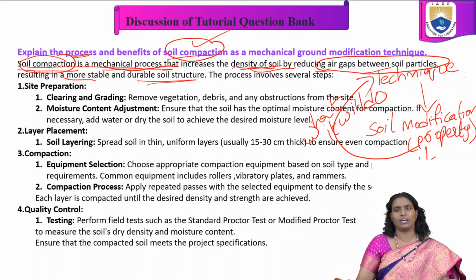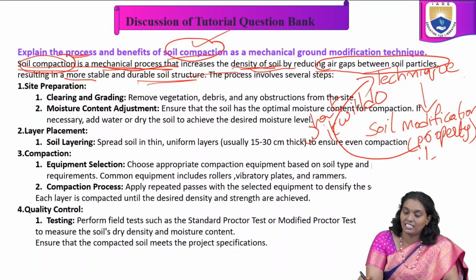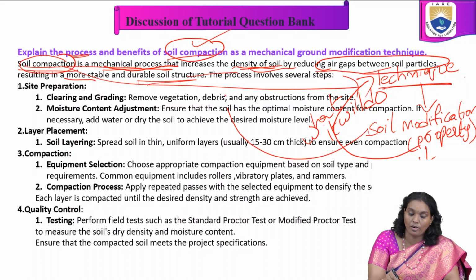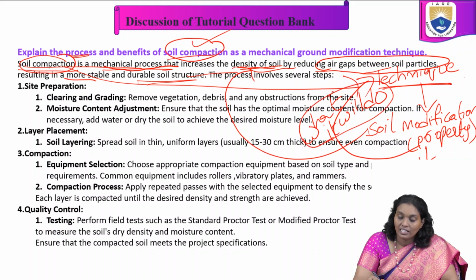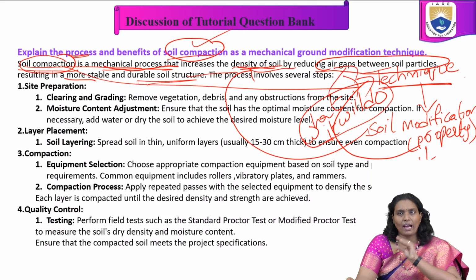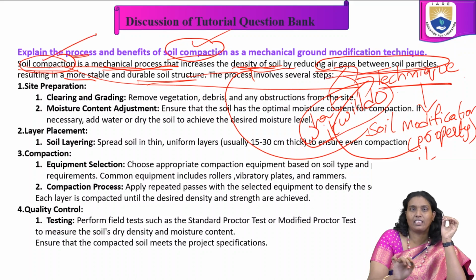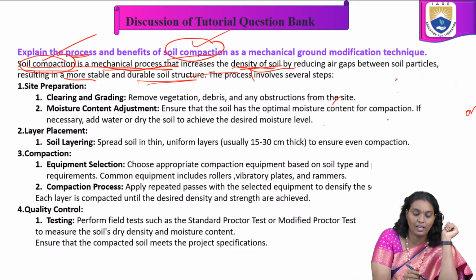As part of the explanation, we are writing like this: it increases the density. This soil compaction is a technique, and what it modifies is the density of the soil. What it will do is reduce air gaps between the soil particles. If you improve the density, it means we are reducing the air gaps using this technique. And the final result we get is a more stable and durable structure.